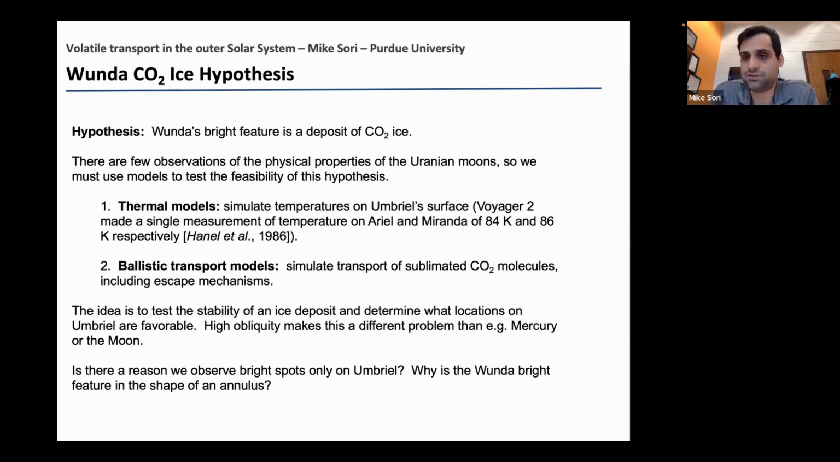It gives us at least one observation to ground us, that we should be getting something in the low 80s of Kelvin for the summer solstice at the right latitudes. And then we do ballistic transport models to simulate what happens to CO2 throughout the year as it transports across the surface. We want to see if CO2 ice could be stable at this location. It's a different problem than Mercury and the Moon because of the high obliquity and different volatile species.